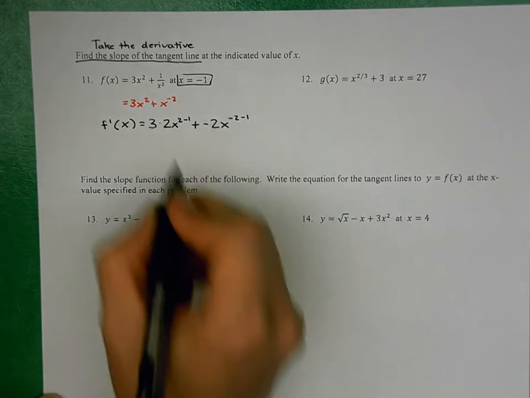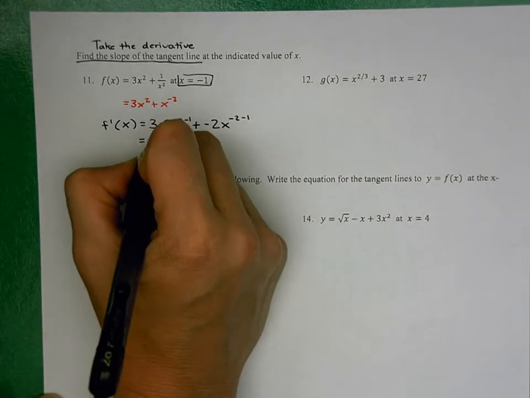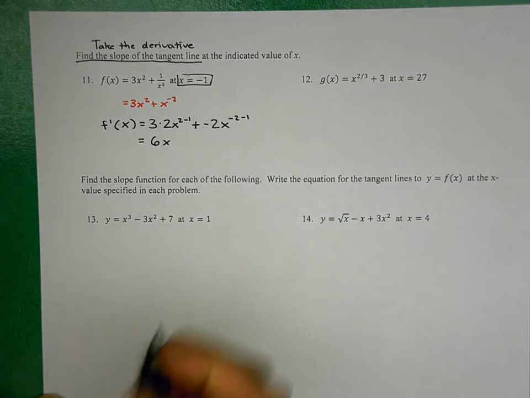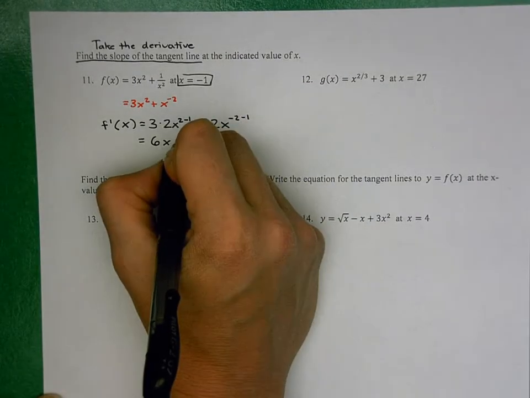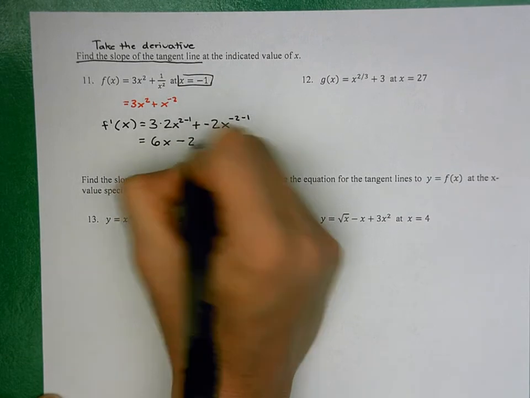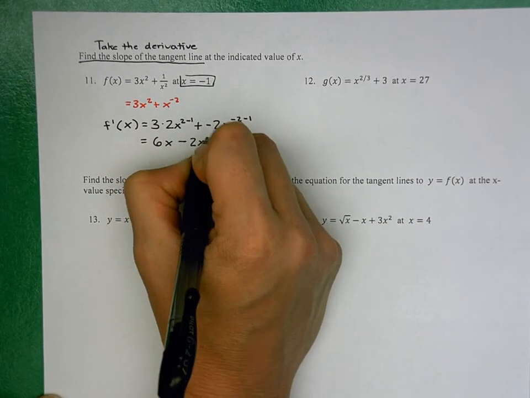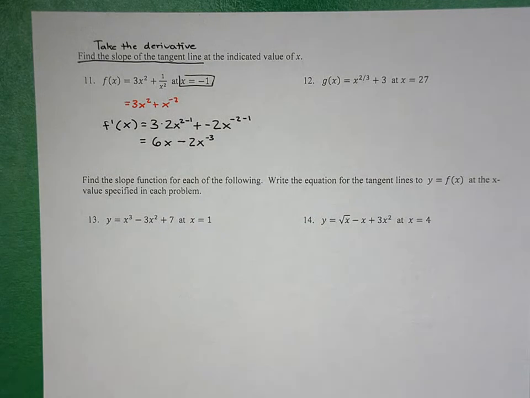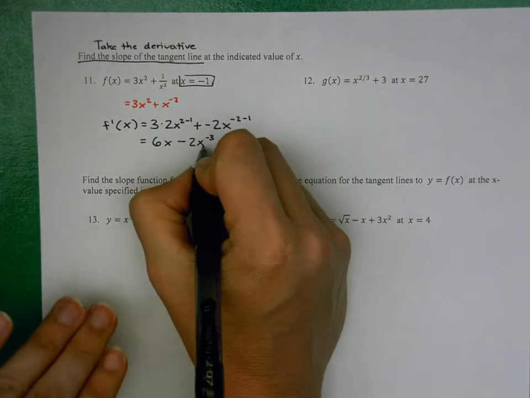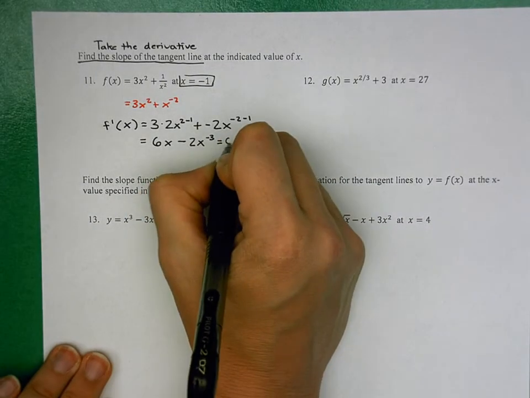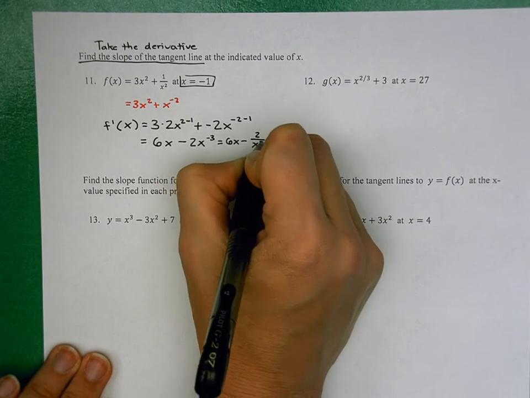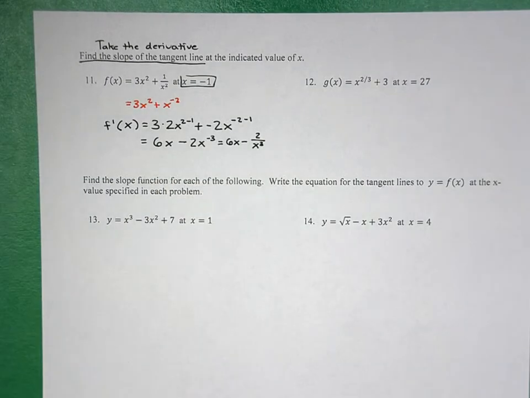Okay? Which is 3 times 2 is 6. X to the 2 minus 1 is just 1, so 6x. Minus 2, and then this is x to the -3. And then because I'm going to be plugging a number in here, if you're comfortable plugging your number into x to the -3, go ahead and do that. But for me, I always like rewriting that so I can see my x cubed that's in my denominator. Okay? Again, that's personal preference.